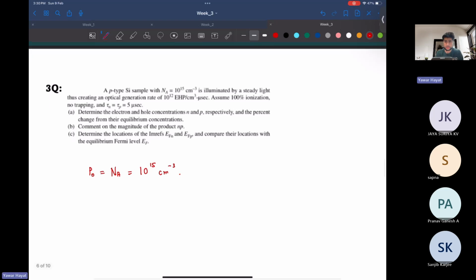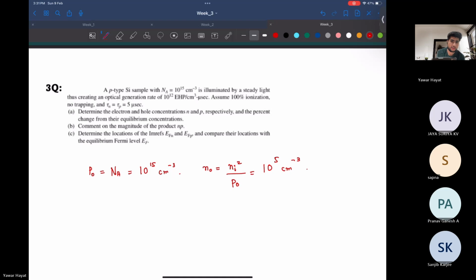So if you know P naught, do you know what N naught is? Which formula would you use to compute N naught? I'm asking simple questions, so I do expect answers as well. What is N naught? It would be Ni square by P naught, which is equal to 10 to the power 5 per centimeter cube. So now your equilibrium hole concentration is 10 to the power 15, and your equilibrium electron concentration is Ni square by P naught.